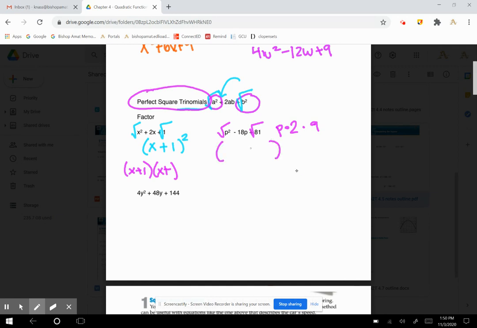So let's set up our answer. Square root of p squared is p. Square root of 81 is 9. You take that middle sign and you add a square at the top.